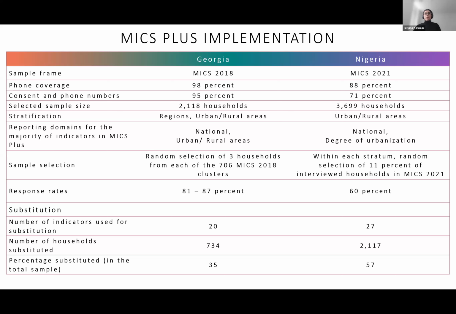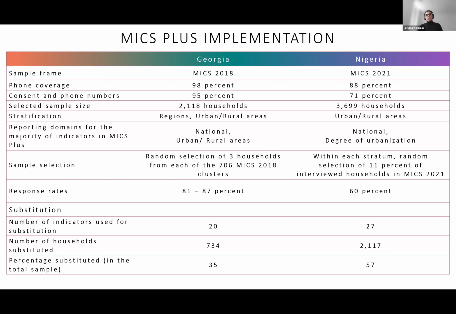The main source of non-response in both countries was basically people not picking up after a number of call attempts. There were a lot of inactive phone numbers, and a very, very small percentage of real refusals in both countries. If you remember what I said at the beginning, both surveys, Georgia and Nigeria, are mixed plus surveys, conducted for Georgia 2 years after the mixed implementation, and for Nigeria just a little bit less than 2 years.